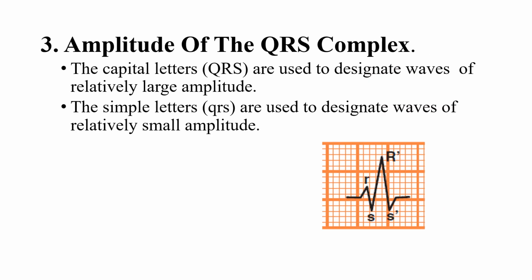Third factor is amplitude of the QRS complex. Notice that the capital letters are used to designate waves of relatively large amplitude. The simple letters are used to designate waves of relatively small amplitudes.